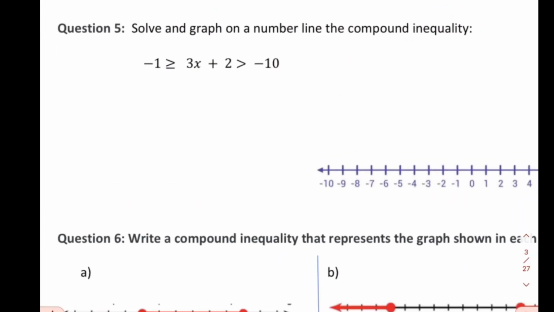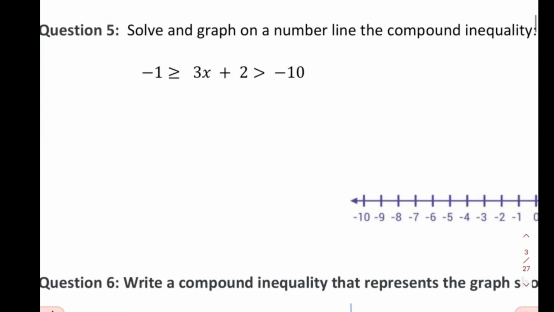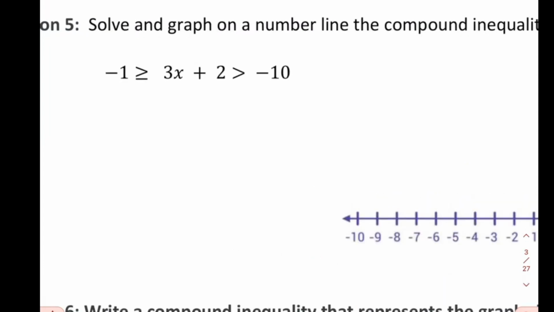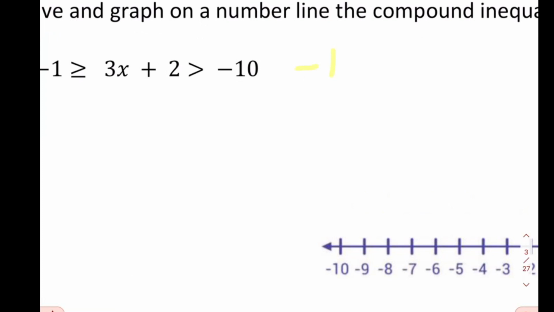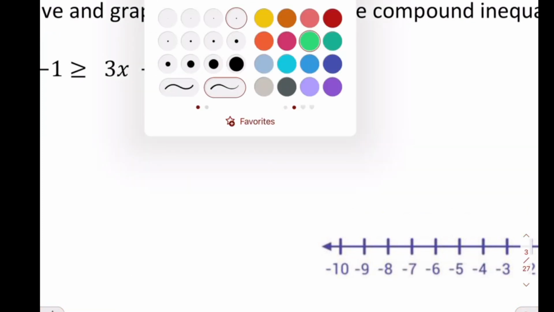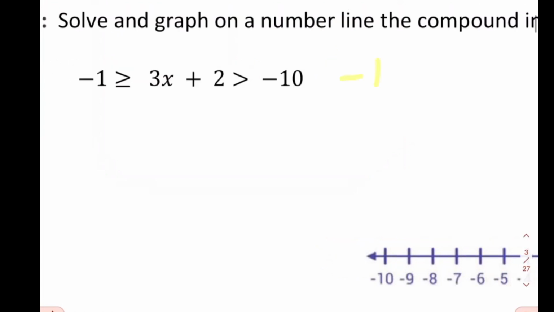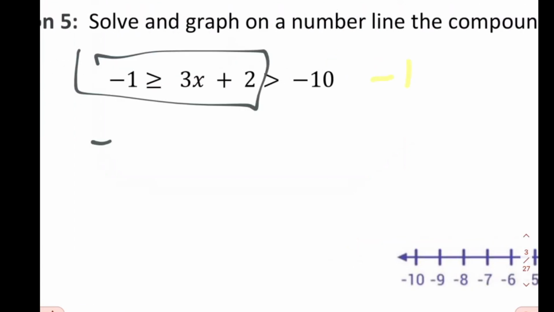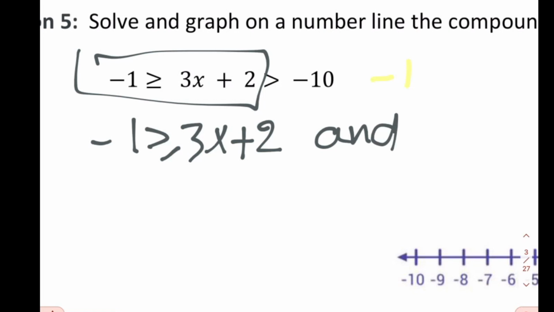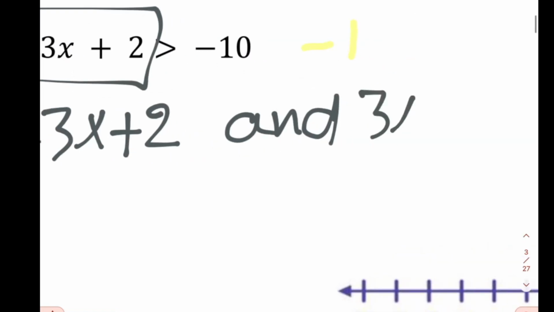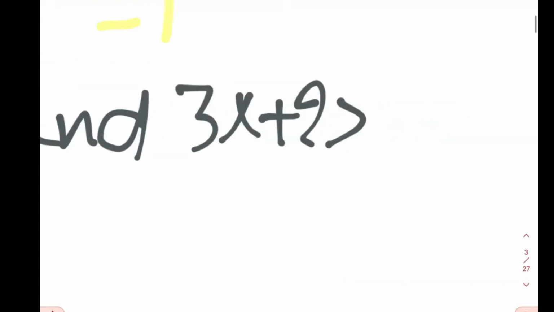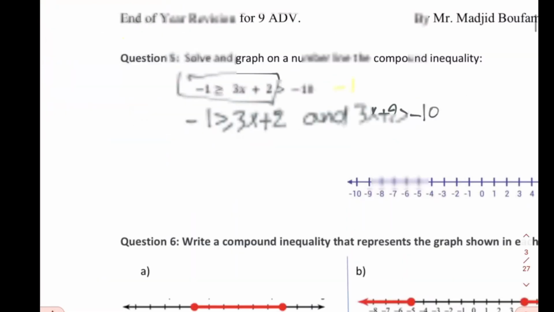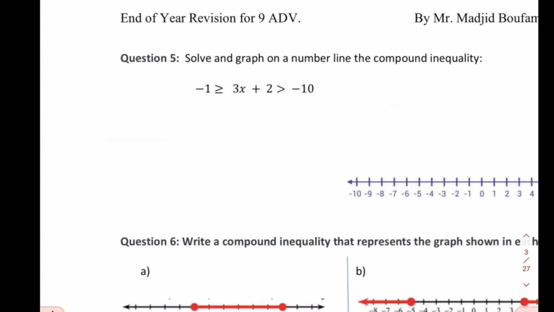Okay. This one, some people split it into two. They put -1 less than or equal to 3x plus 2, and because it's double, they put "and": whenever you see double, you put "and". 3x plus 2 less than -10. And they solve. But there is a short way to do it without doing all this, and you get straight to the solution set.